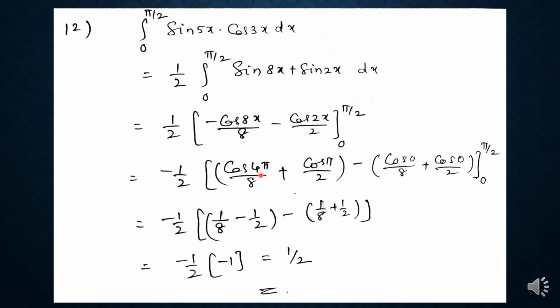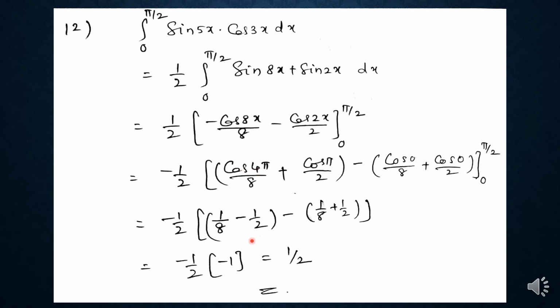If n is even, that is equal to plus 1. If n is odd, that is equal to minus 1. So cos 4 pi value is 1 by 8, and cos pi value is minus 1 by 2, minus of cos 0 value is 1 by 8 plus cos 0 by 2, means 1 by 2, from 1 by 2. So by simplifying this, what we will get?